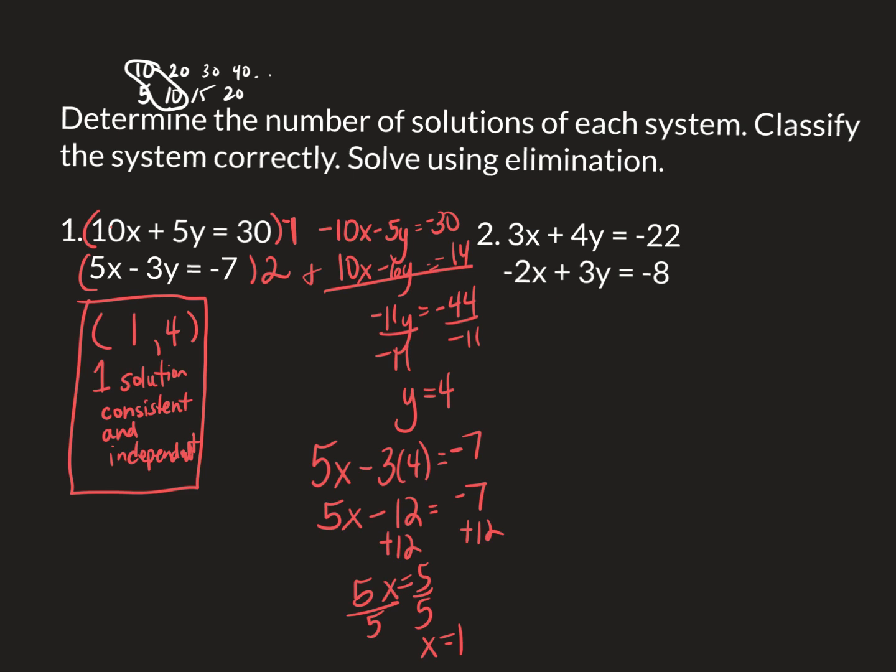Then for the next one, I'm going to solve for y. I am going to look at these coefficients, 4 and 3. Multiples of 4: 4, 8, 12, 16, 20, 24. Multiples of 3: 3, 6, 9, 12. And there's the multiple they have in common. I am going to multiply the top equation by 3 to turn the 3 into a 12, and the bottom equation by 4 to turn that into a 12, sorry.